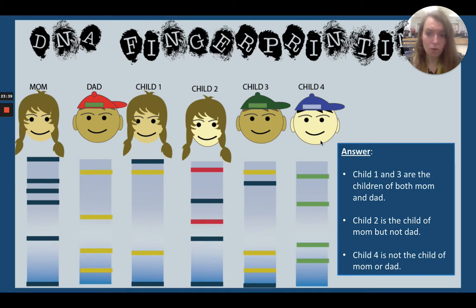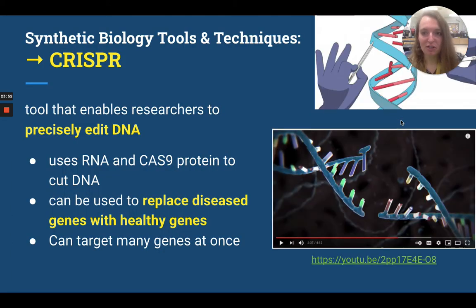And then child number 4 doesn't have any bars that match. And so maybe this child is adopted. All kinds of families look different. It doesn't mean that this mom and dad don't have an awesome family and they don't all love each other. They're a blended family, which is awesome.